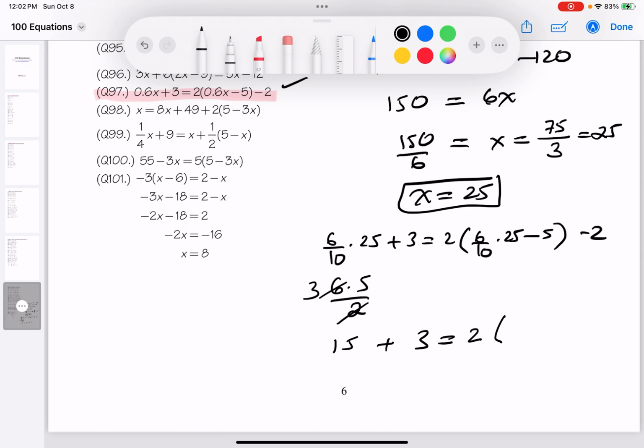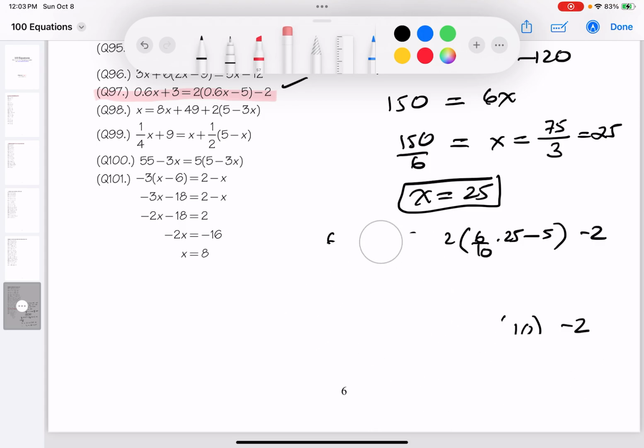Well, you know what? I just did it. I just did 6/10 times 25, and that was 15. And 15 minus 5 is 10. What do you get over here? 18. What do you get here? 20 minus 2, which is 18. It worked beautifully. All right, so we're done with that one.